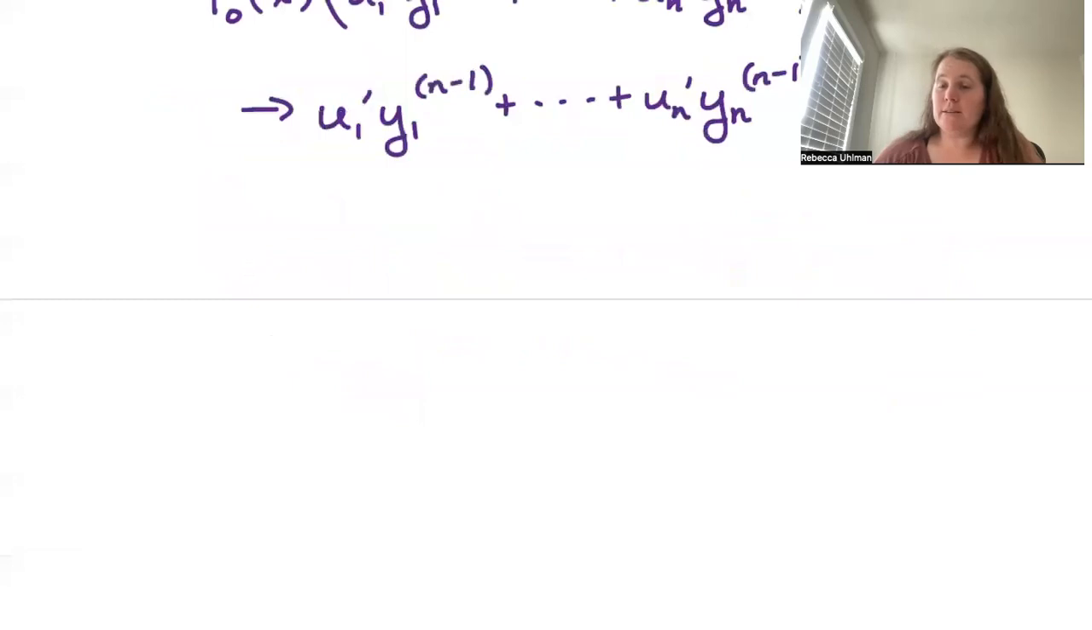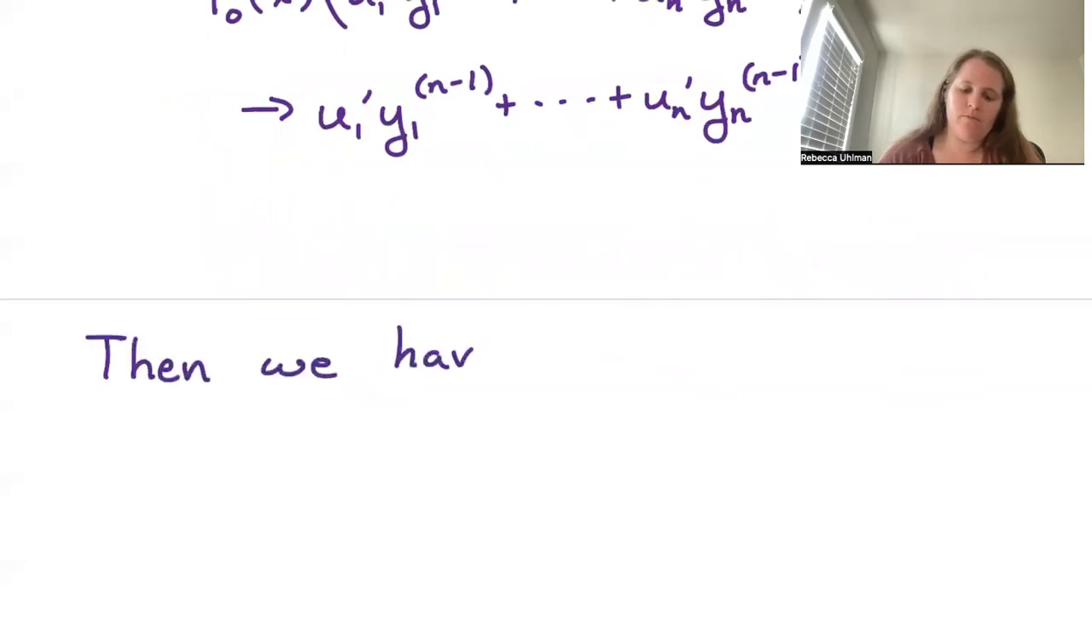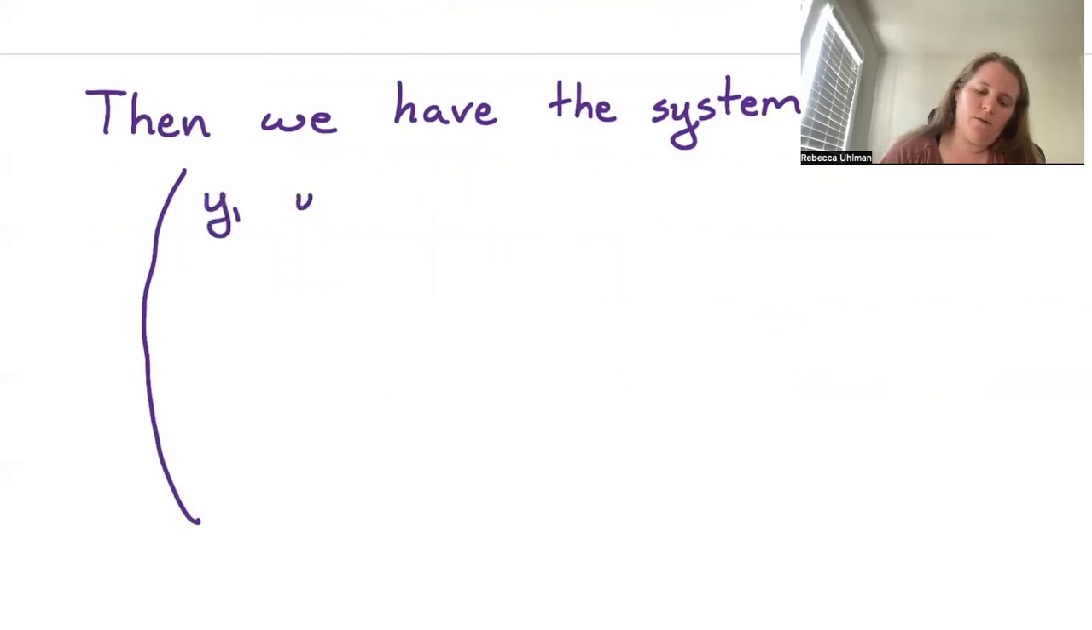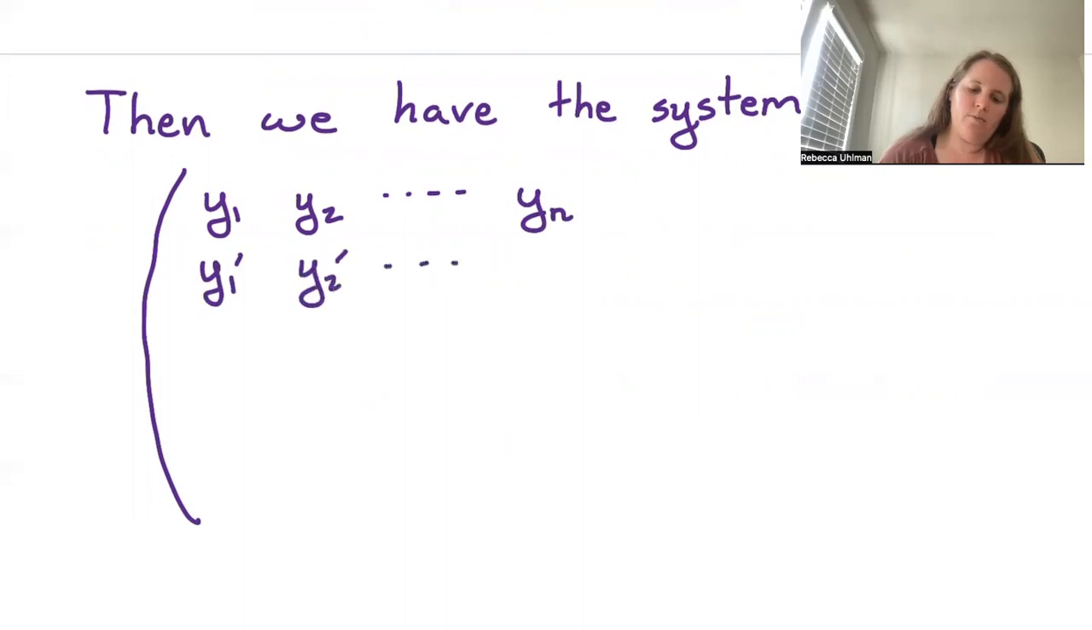Then what we get is a system of n equations in the ui prime. So then we have the system. I'm going to write it using matrices. So we have the system with y1, y2, all the way up through yn as our first row, y1 prime, y2 prime, all the way up through yn prime as our second row.